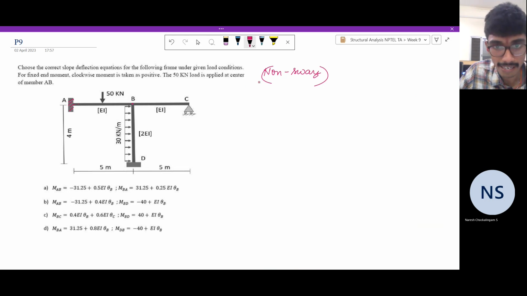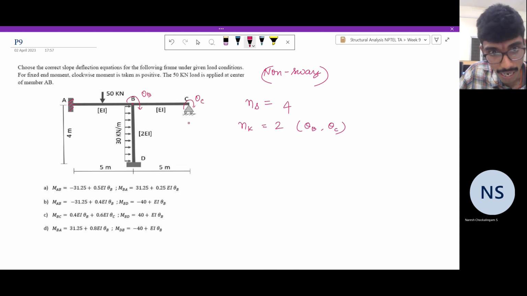Before that, let us determine the degree of static and kinematic indeterminacy. The degree of static indeterminacy is very high for this problem. It is 1 plus 3, which is 4. But the degree of kinematic indeterminacy is 2. What are they? It's theta B and theta C. Here you have a rotation theta B. Here you have a rotation theta C. You can also have a displacement delta if it is not actually rigid. Since it is rigid, you cannot have a delta C or delta B.